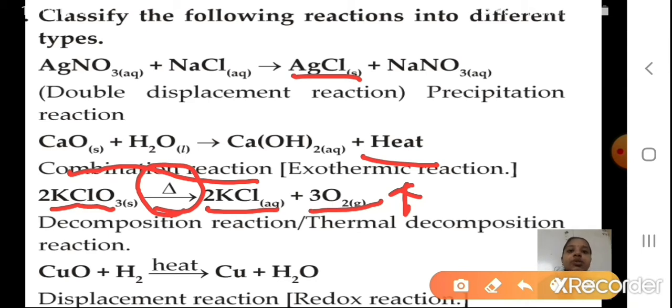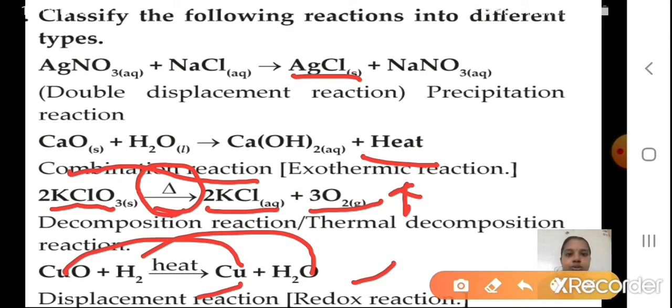Now next you have CuO plus H2 gives Cu plus H2O. Copper oxide has turned to copper and H2 has become H2O. So oxidation as well as reduction has taken place. I have written it as a redox reaction also, and it is a displacement reaction also. Oxygen has been displaced by hydrogen, and copper, a single metal, is what we get as a product.